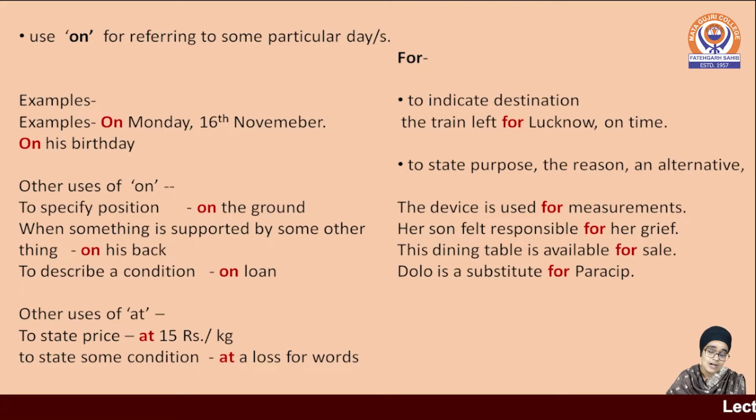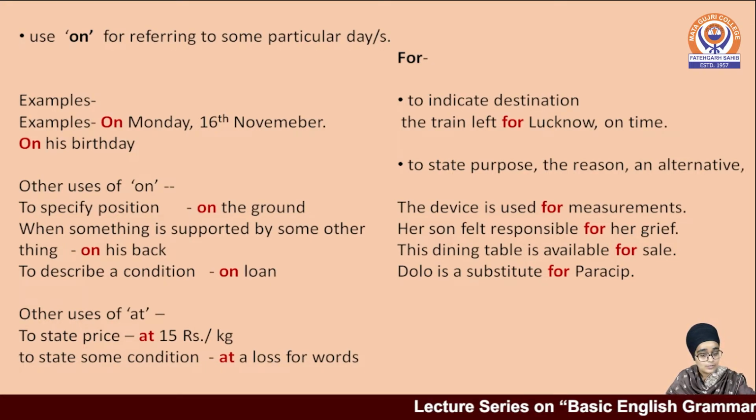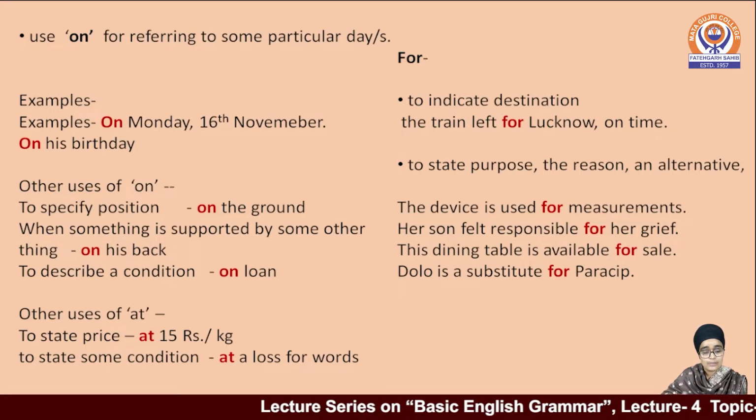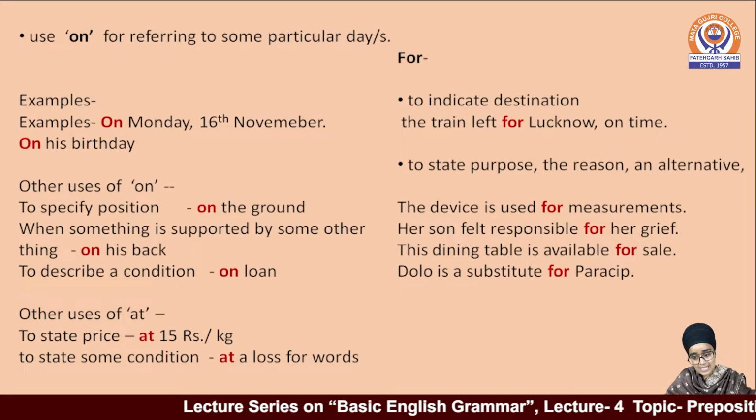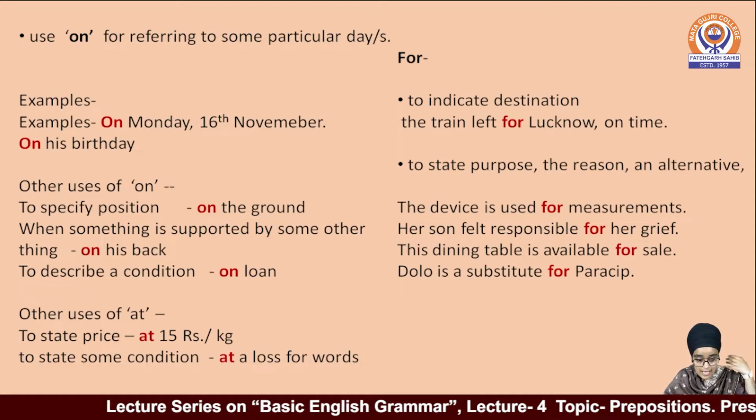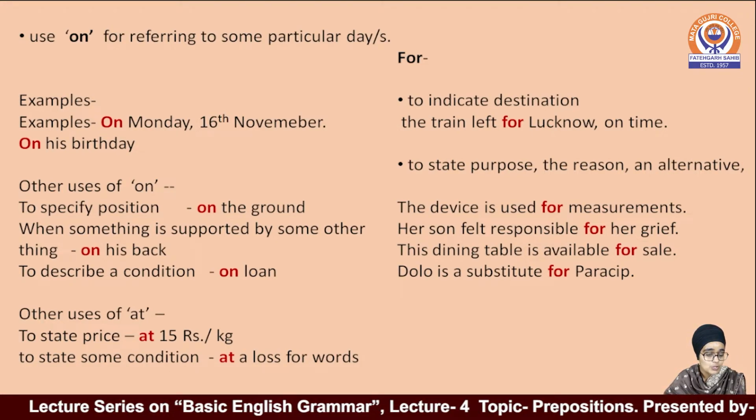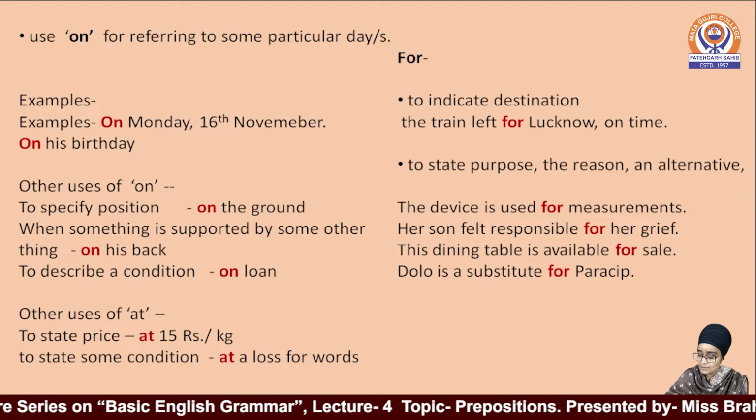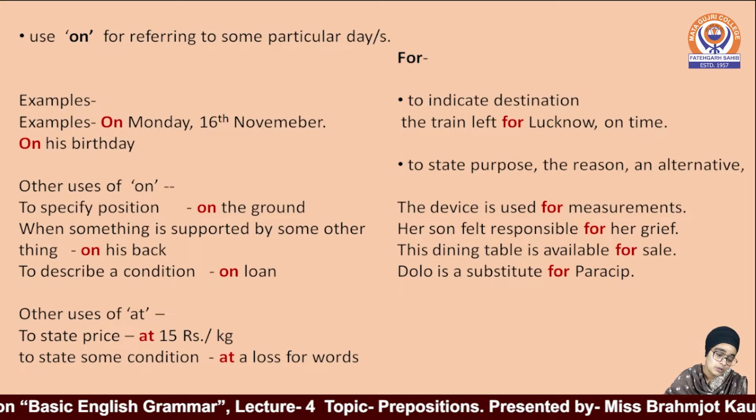Now let's talk about other uses of the preposition on. To specify a particular position: he is lying on the ground. So it becomes a preposition of position. When you talk about something which is supported by some other thing: he has the bag on his back. Third, you use on when you talk about a condition. Maybe I have bought this car on loan.